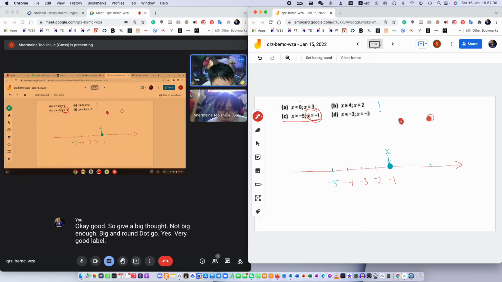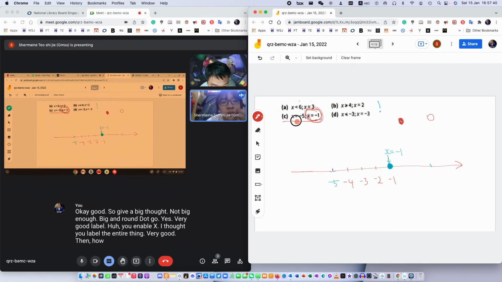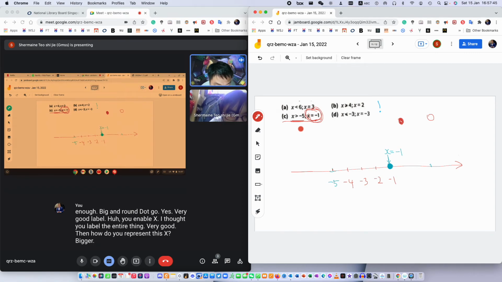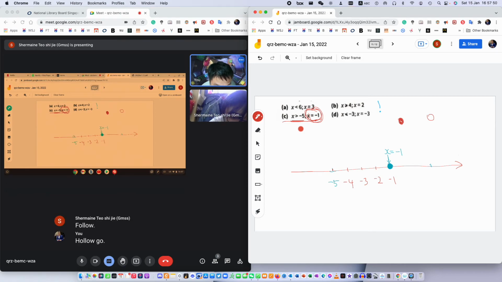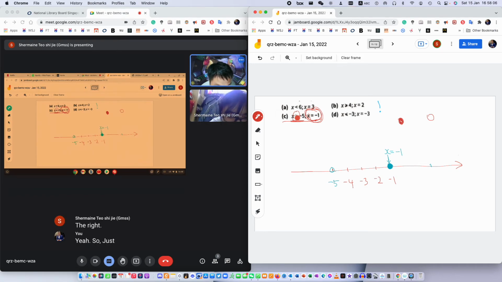You label x? I thought you labeled the entire thing. Very good. Then how do you represent x bigger than negative 1? Solid or hollow? Hollow. Hollow, go. So to the right or to the left? Arrow. Bigger, over here is bigger. Over here is bigger, to the right. So just an arrow to the right.